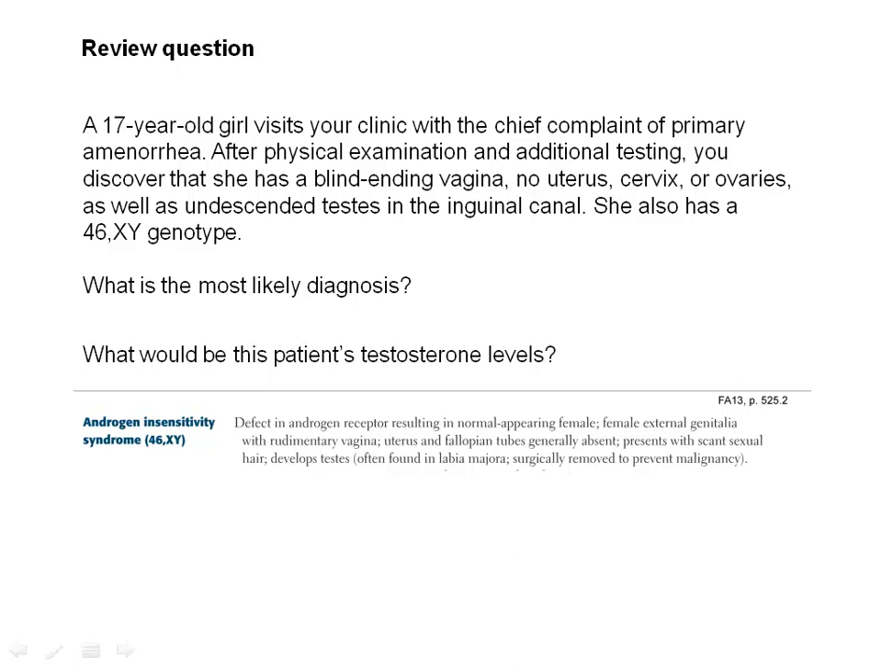What would you expect the patient's testosterone levels to be? Testosterone would be very high because without androgen receptors to sense the circulating testosterone, there is no feedback inhibition on the production of LH, and the body stimulates testosterone production as if there is very little around.